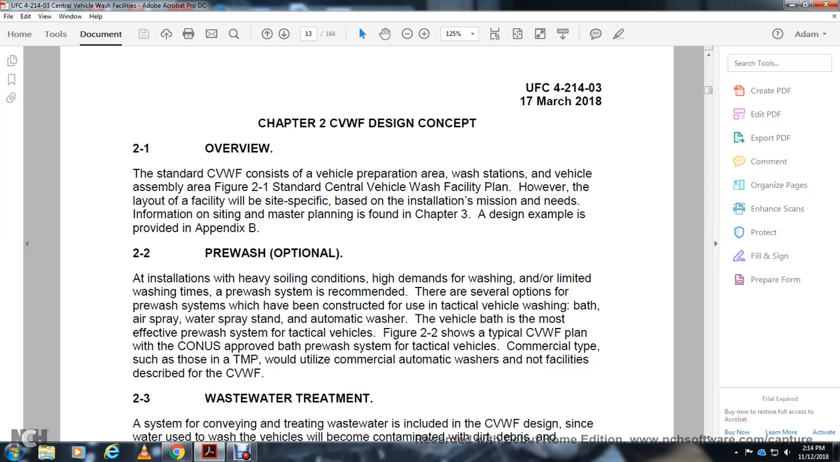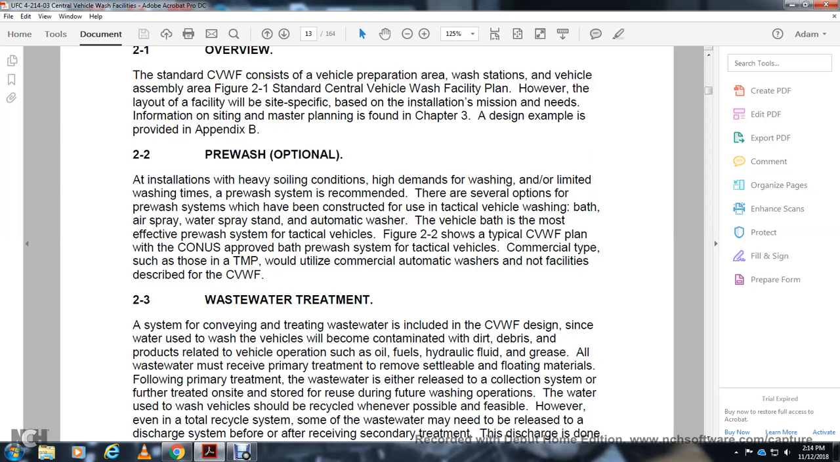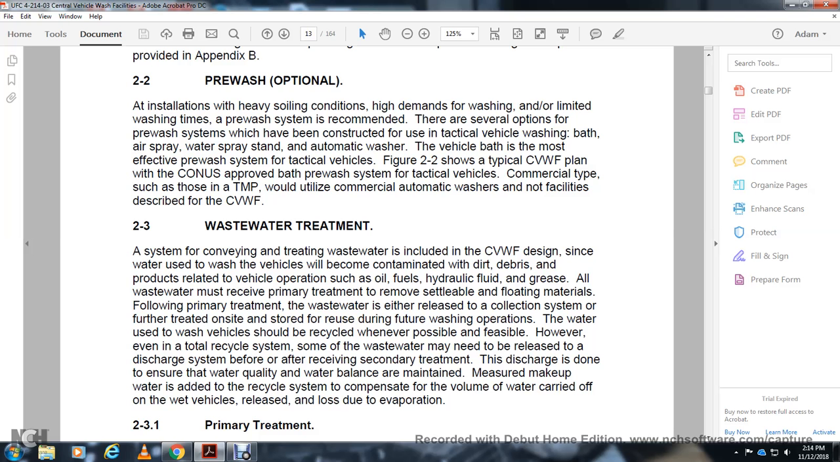It shows the commercial automatic wash facility and describes the central vehicle washing facility. 2-3 Wash water treatment. The system conveys and treats the wash wastewater and is included with the central vehicle washing design. The water will become contaminated with dirt and debris, and with products from vehicle operations such as oil, fuel, hydraulic fluid, gas or greases. All wastewater must receive primary treatment, the removal of floating material, and following primary treatment the wastewater is further treated on site for reuse during future washing operations.